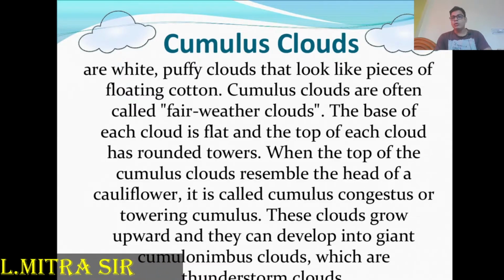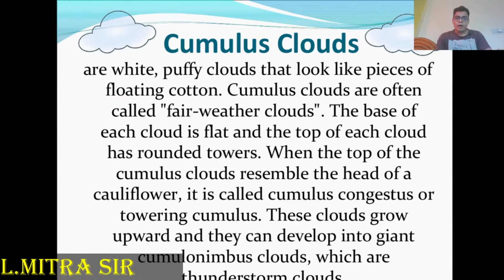Cumulus clouds are often called the fair weather clouds. The base of the clouds is flat, and the top looks like rounded towers. When the drops on the top, the cumulus clouds resemble the head of a cauliflower. This type is called cumulus congestus and the towering cumulus.